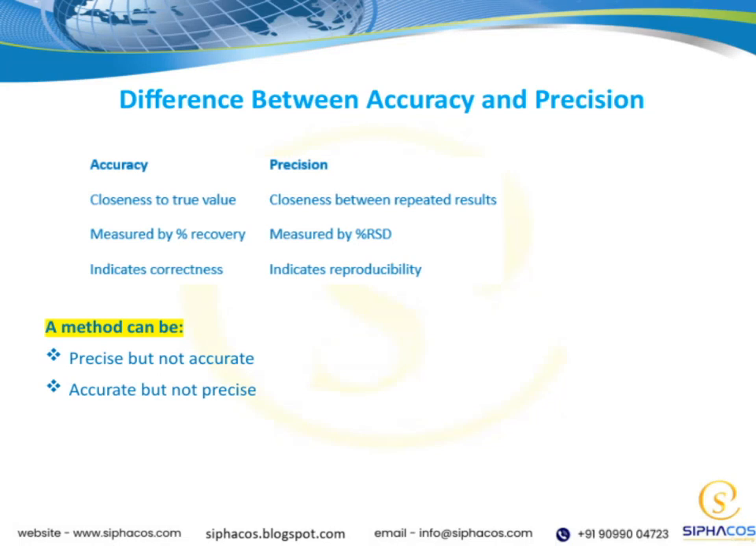A method can be either precise but not accurate, or accurate but not precise, and understanding this distinction is crucial. When I say a measurement is precise but not accurate, it means that the results are consistently close to each other but not close to the true value. Think of repeatedly hitting the same wrong spot on a dartboard.